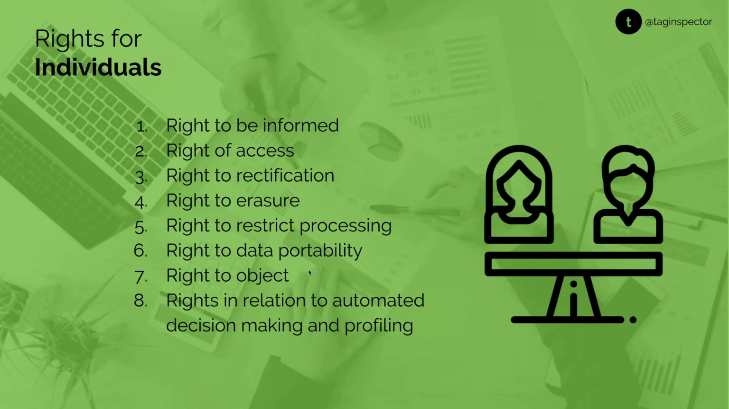GDPR restricts you from making these automated decisions in cases where a legal or a similarly significant effect on users can occur. The effects aren't defined within the GDPR, but it must be a decision that's going to have a serious negative effect on an individual in order to be caught by this provision.